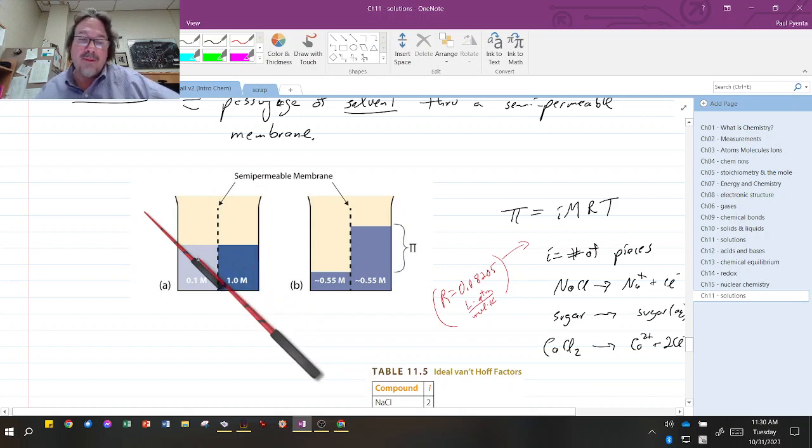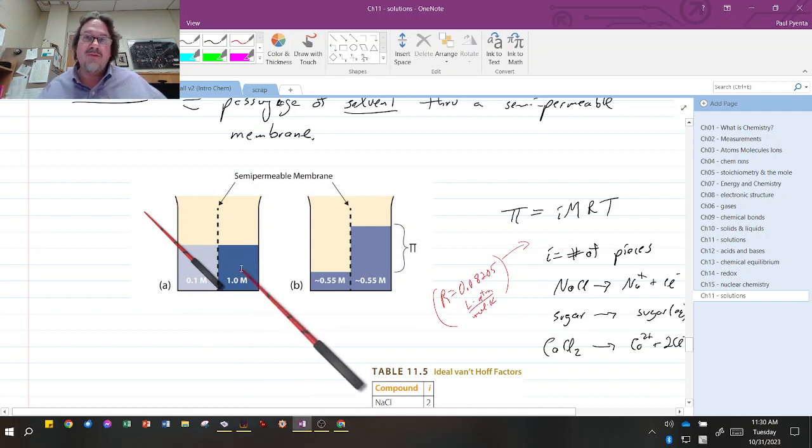What's going to happen? The semi-permeable membrane allows the solvent, water, to pass through, but it doesn't allow the other stuff to pass through, whatever this solution is made of, the solute. It's kind of like a fishing net. The little minnows can go right through, but the big fish can't because they're too big. Exactly the same idea here. So the water can pass, but the other stuff can't.